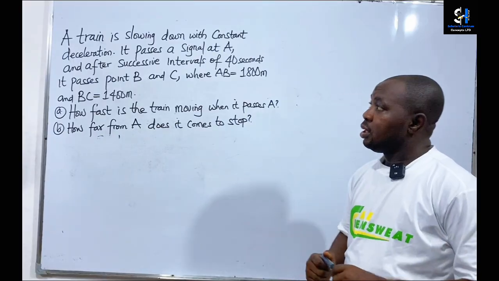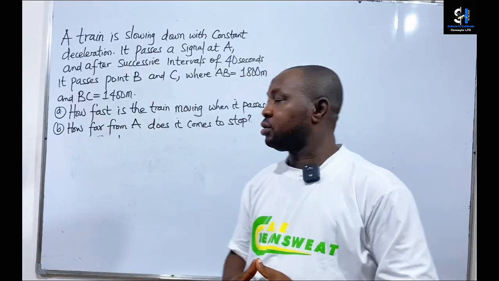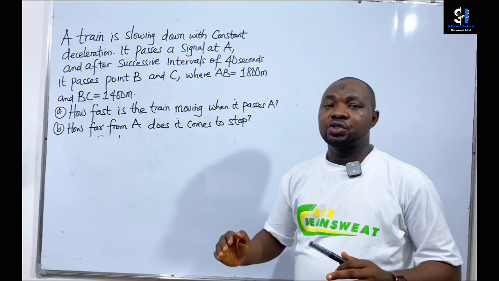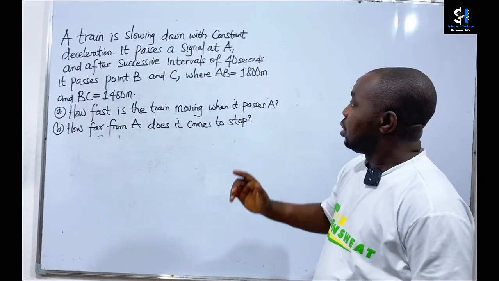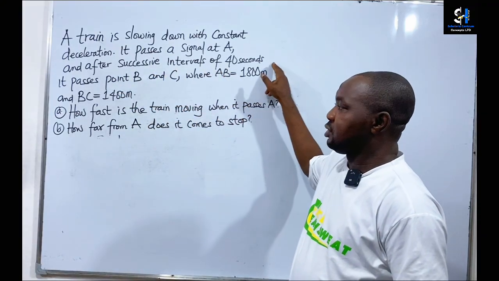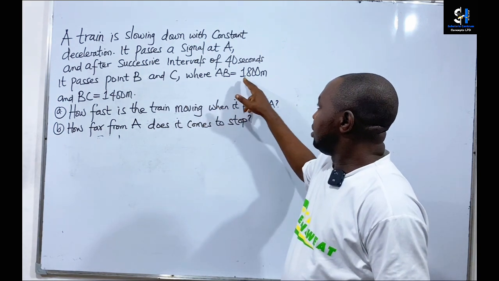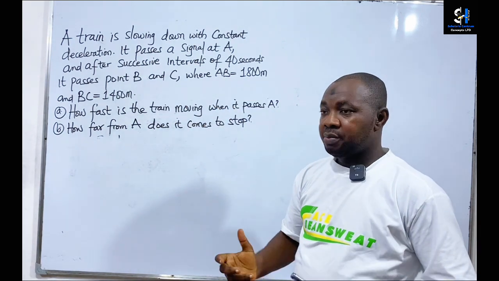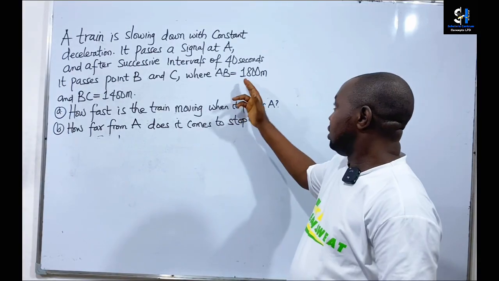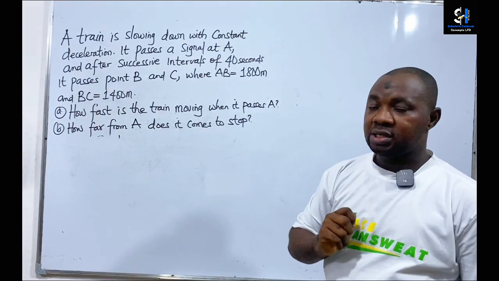We have on the board another question about velocity and acceleration, and I read: a train is slowing down with constant deceleration, that is negative acceleration. It passes a signal at A, and after successive intervals of 40 seconds, it passes points B and C, where AB equals 1,800 meters. Which means the distance traversed by the train from A to B is 1,800 meters, and from B to C is 1,400 meters.